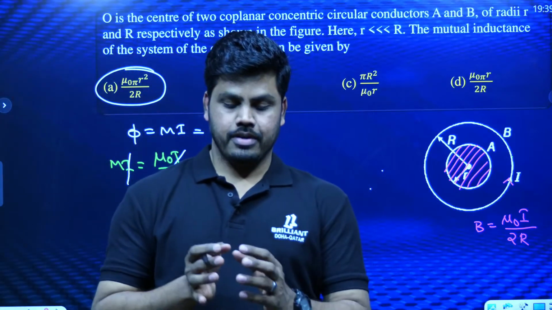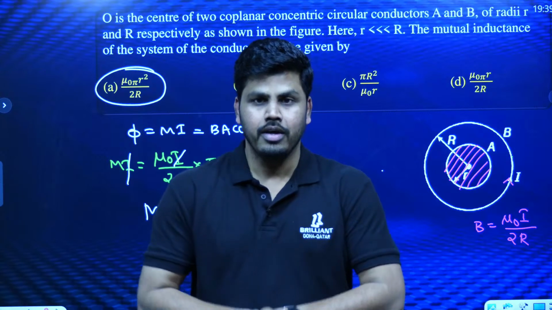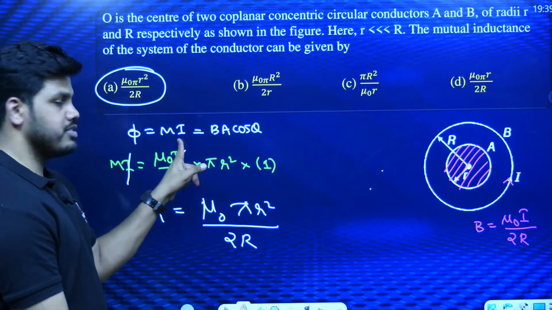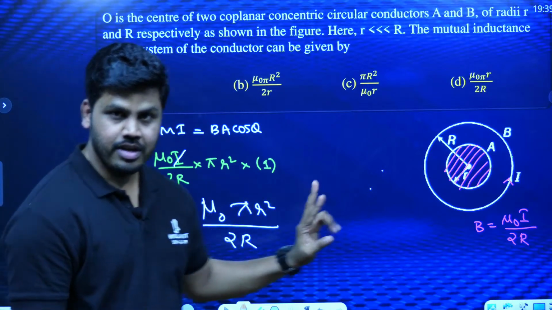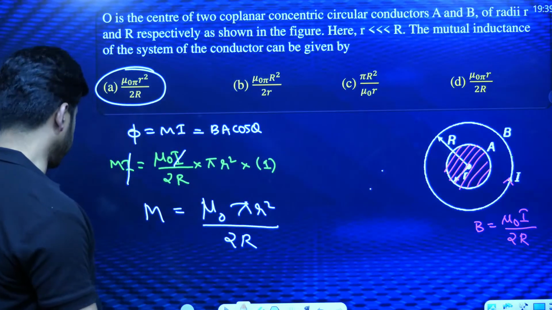So whenever you're asked to calculate mutual induction or self-inductance of a given coil, we did the same method. We equated two equations: phi is equal to M into I if it is mutual, phi is equal to L into I if it is self, equated to BA cos theta and simplified.